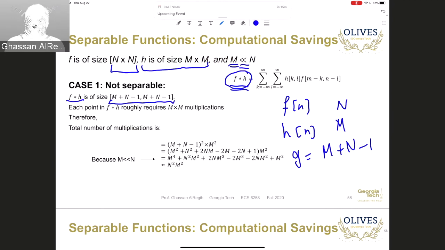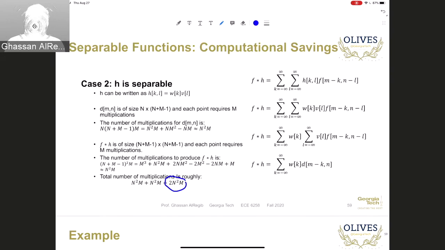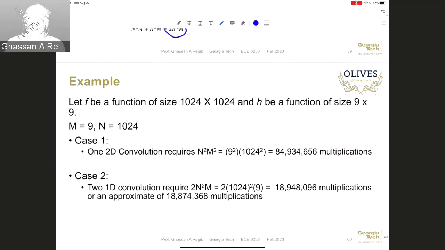Now, every single point in here is our G of m and n. Every single point is obtained using how many multiplications? M by M multiplications, because of this multiplication. So we have M plus N minus 1 squared points, and every single point requires M squared multiplications. Because capital M is much smaller than capital N, that gives us roughly N squared M squared. If H is separable, we can reduce that to N squared M. We have an example that we'll go through at the very beginning of next lecture. Any question before?